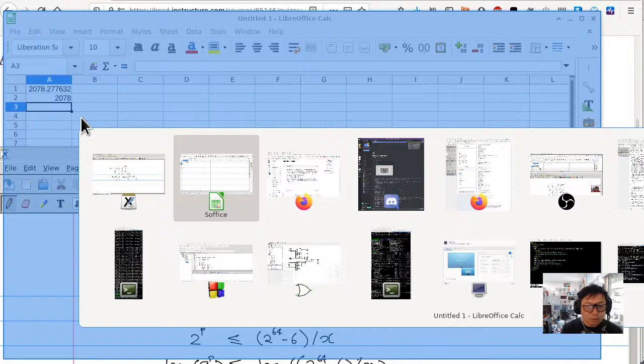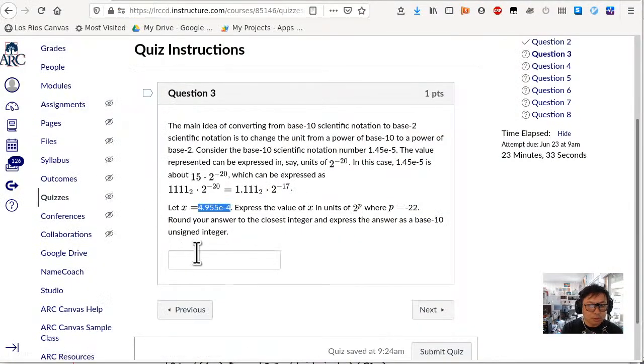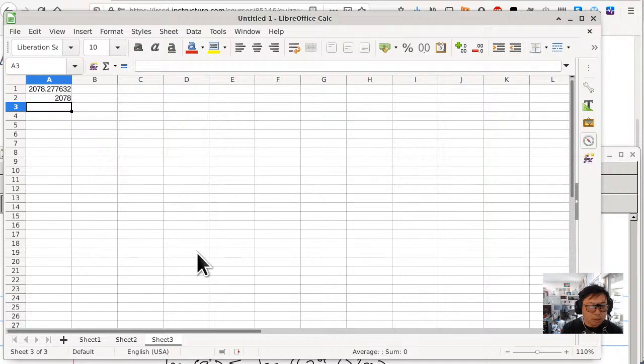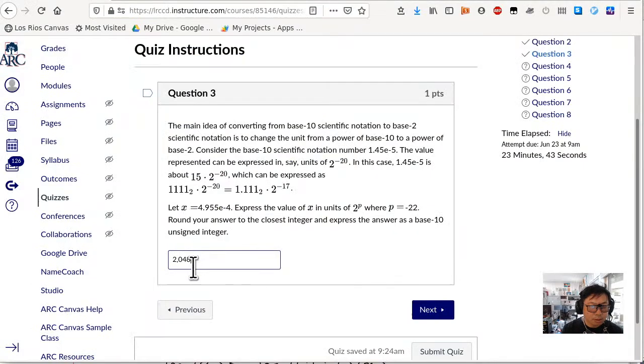So I go back to the browser, 2048 if I remember correctly. Oh, 78. Okay. There we go. So any questions about number 3 then? Okay, no questions about number 3. All right, so let's save this answer and move on to number 4.